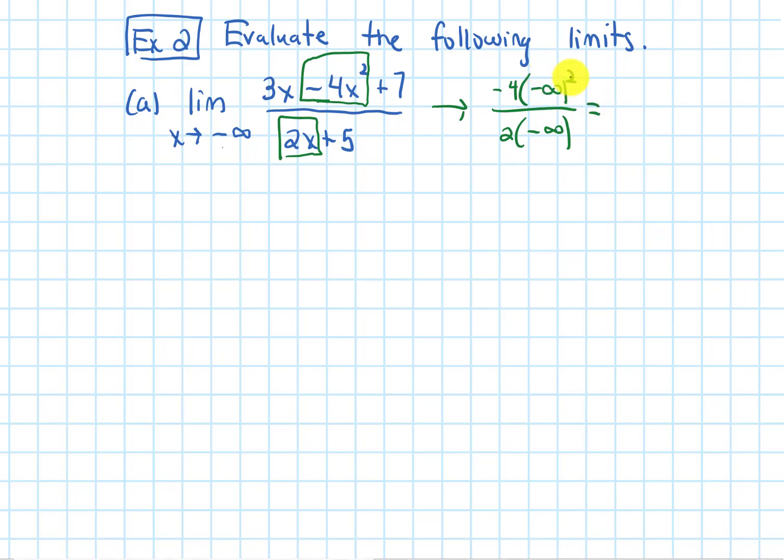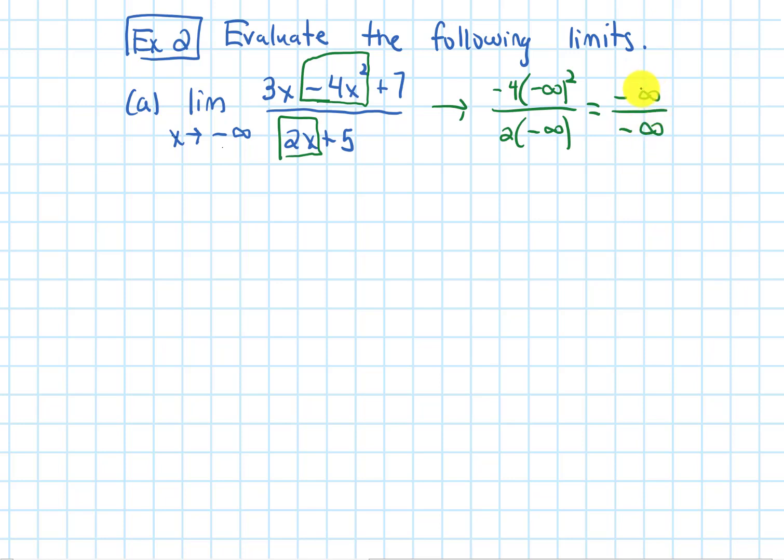So negative infinity squared is going to be positive infinity. Multiply that by negative 4, that's negative infinity. And then 2 times negative infinity is negative infinity. I cannot just cancel these infinities and say that this is 1. That doesn't work because infinity isn't a number. I can't just cancel it on the top and the bottom.